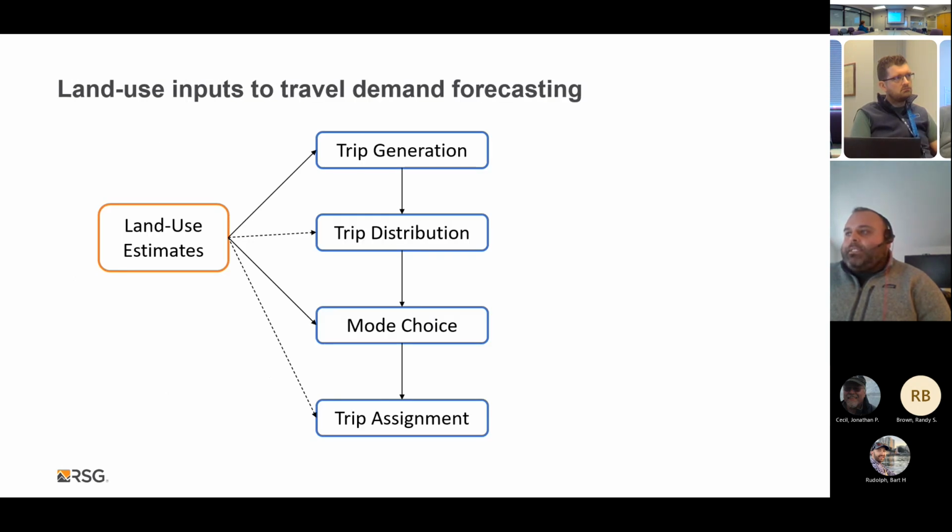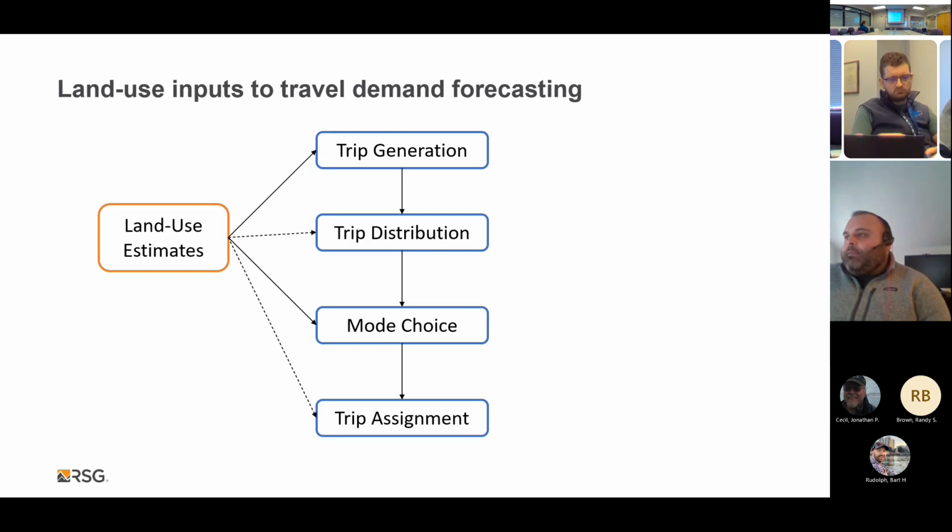Land use estimates are directly used in trip generation and mode choice steps of the travel demand modeling process, and they indirectly influence trip distribution and trip assignment. Note that ultimately transportation accessibility will influence development patterns, resulting in a change in land use. And as you'll see, there's a land use and transportation relationship that works together and changes over time.